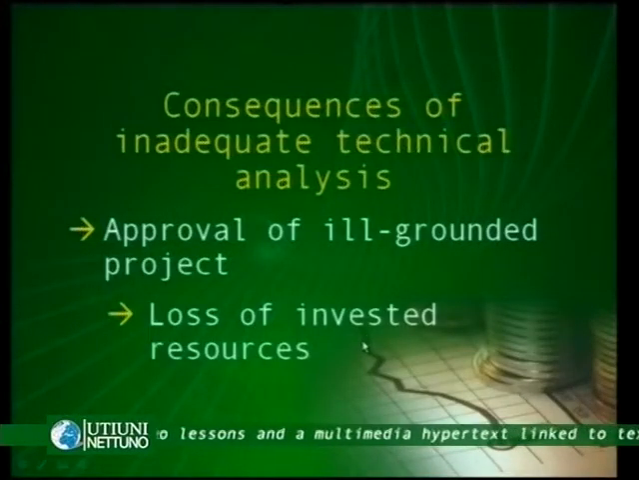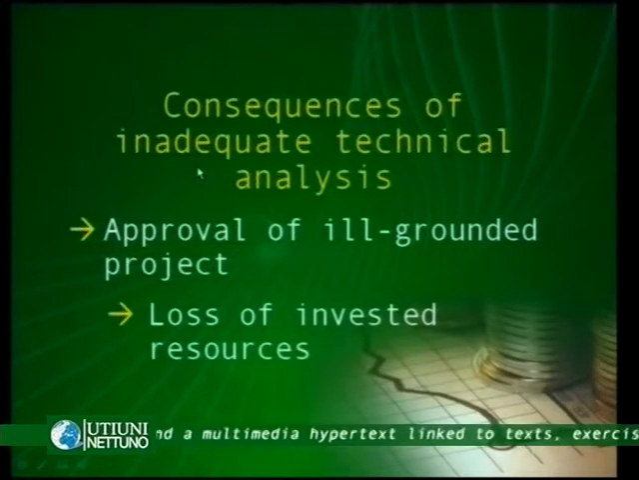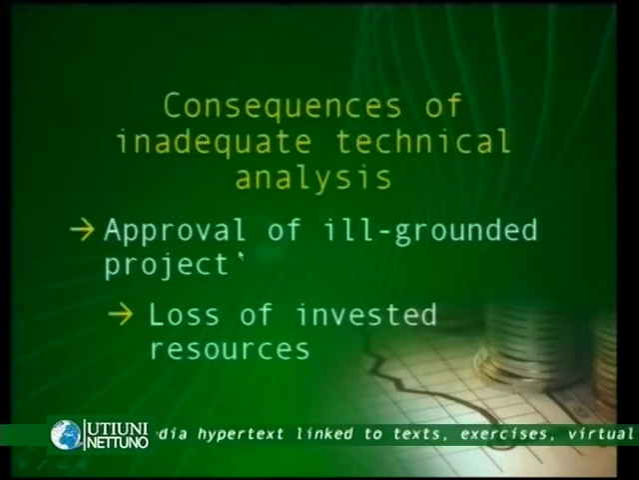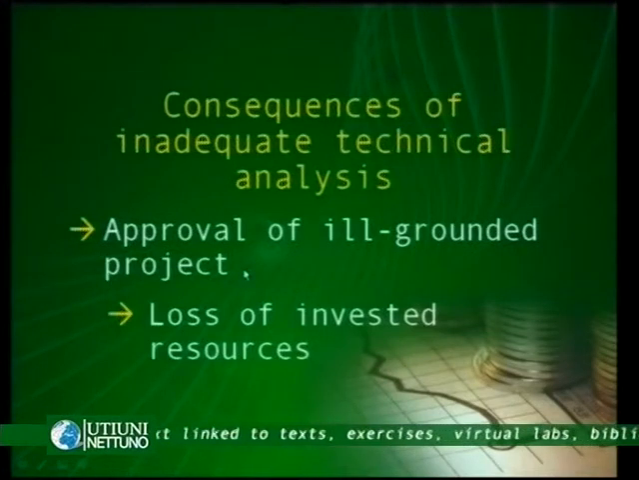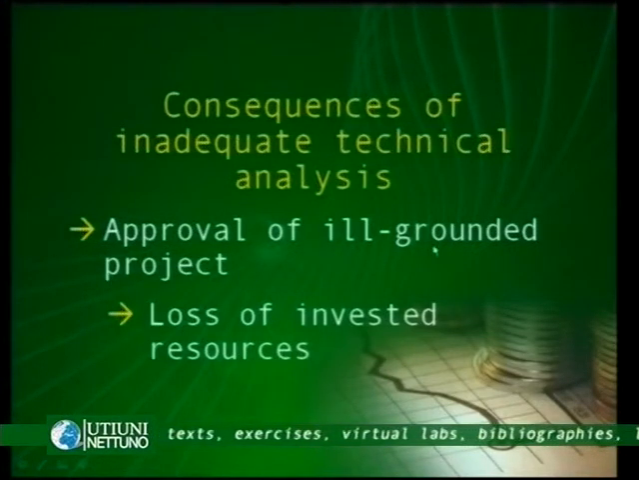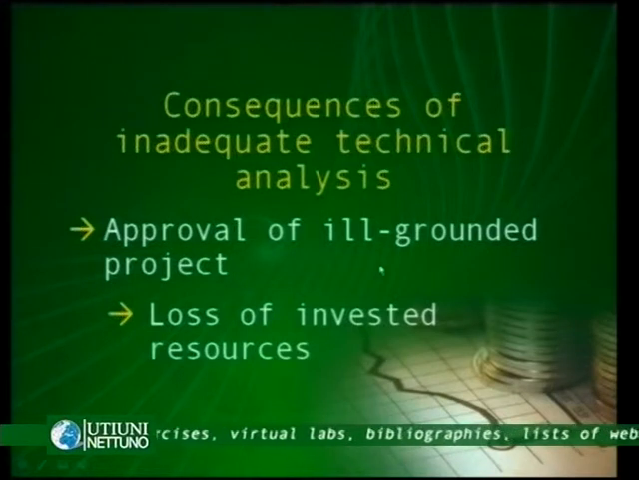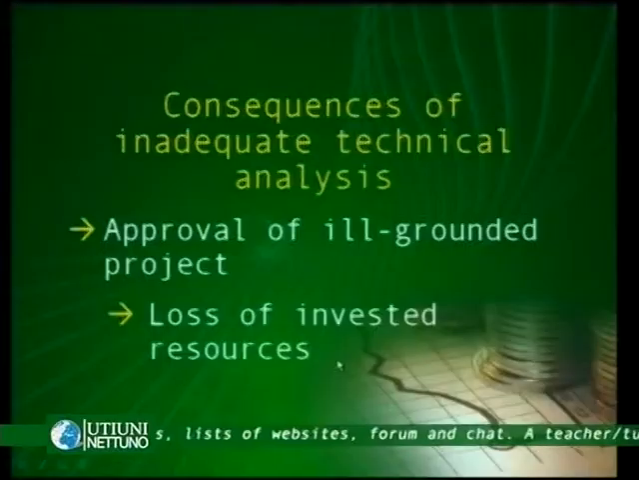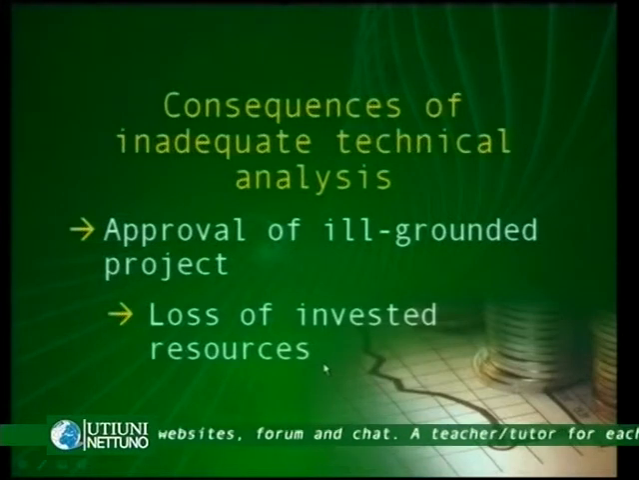So if we analyze the consequences of an inadequate technical analysis, we have the approval of an ill-grounded project. An ill-grounded project is a project which is biased from its premises. So it's grounded on a hill, which means a loss of invested resources. So if something is wrong in the technology we choose, we have a resource leakage in the process, which means that we're basically wasting resources.